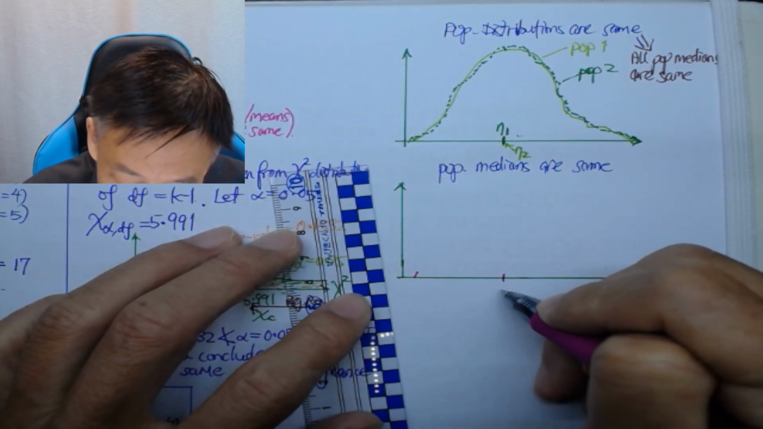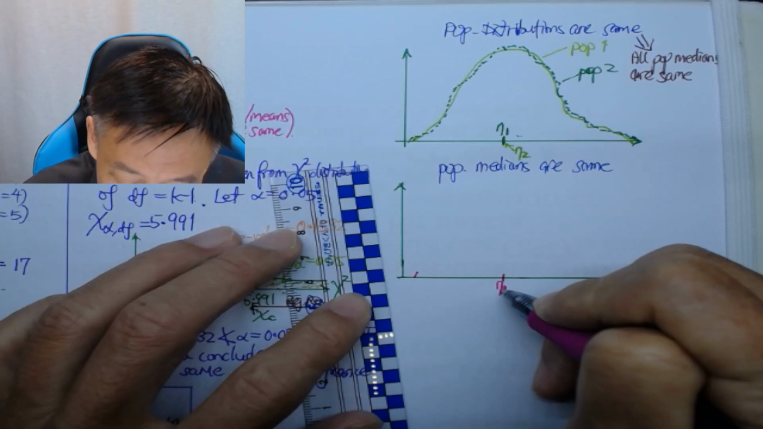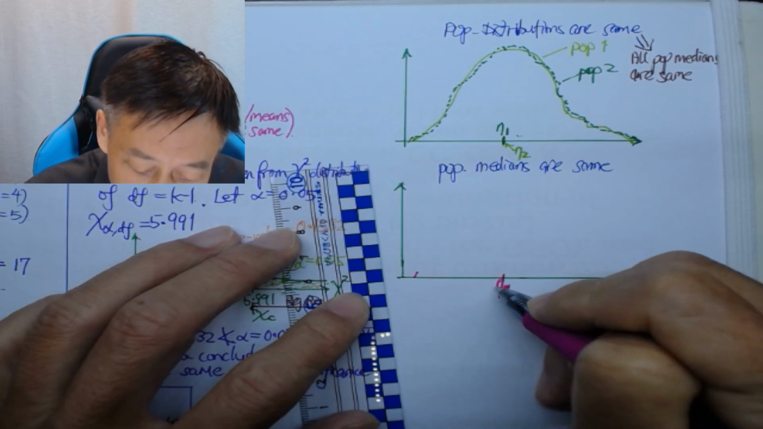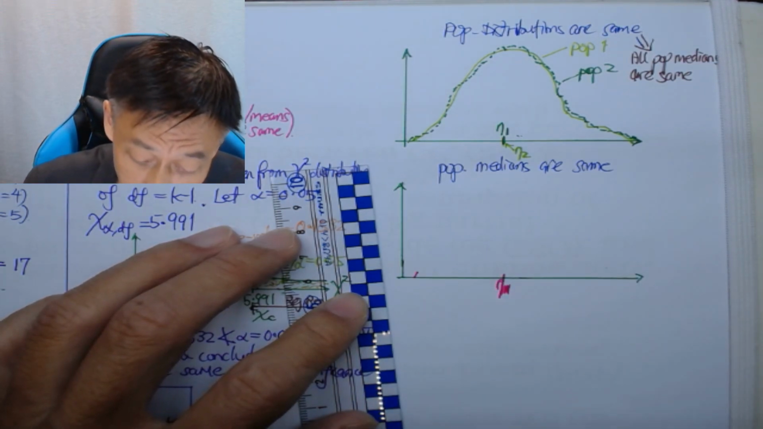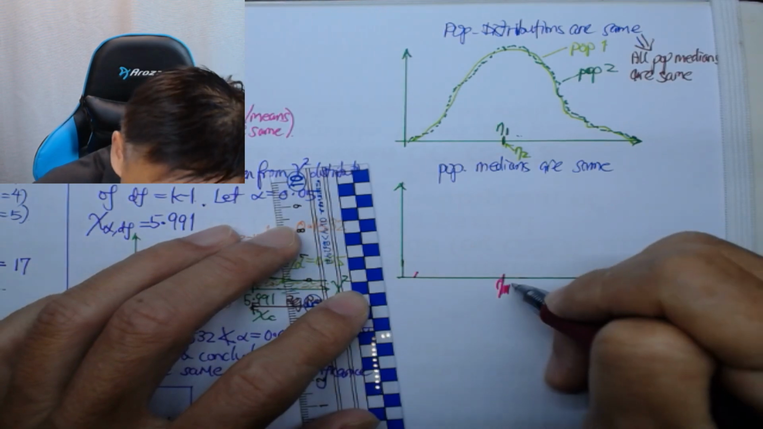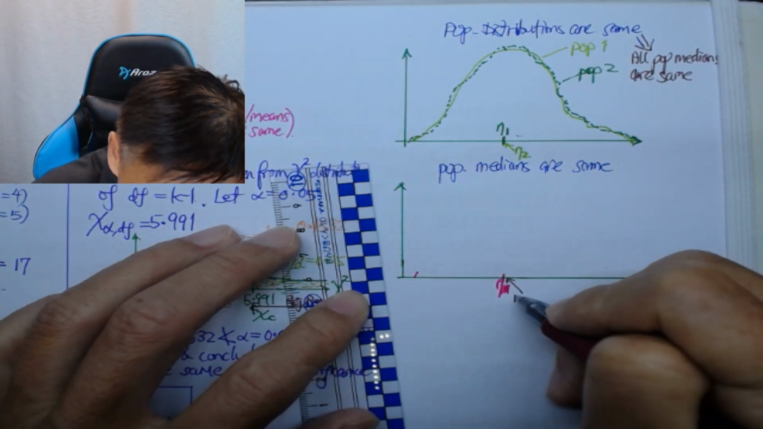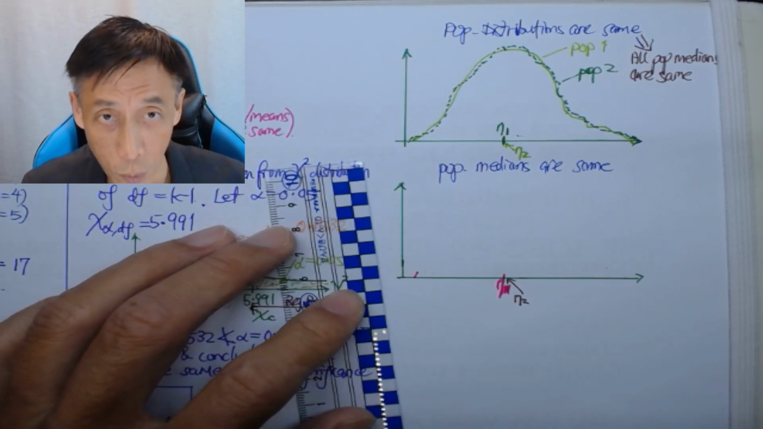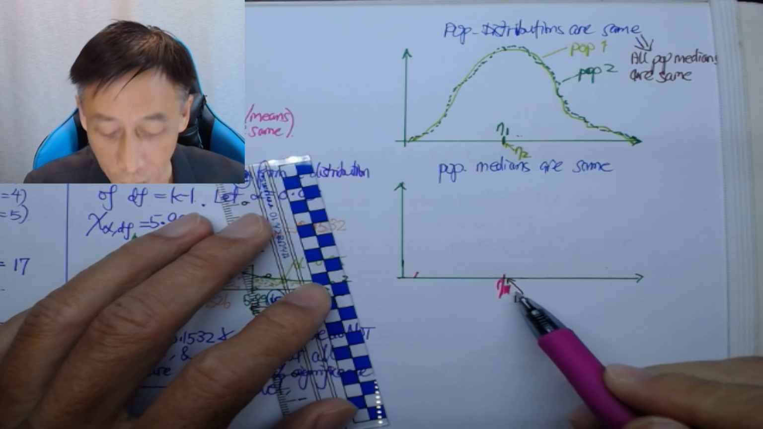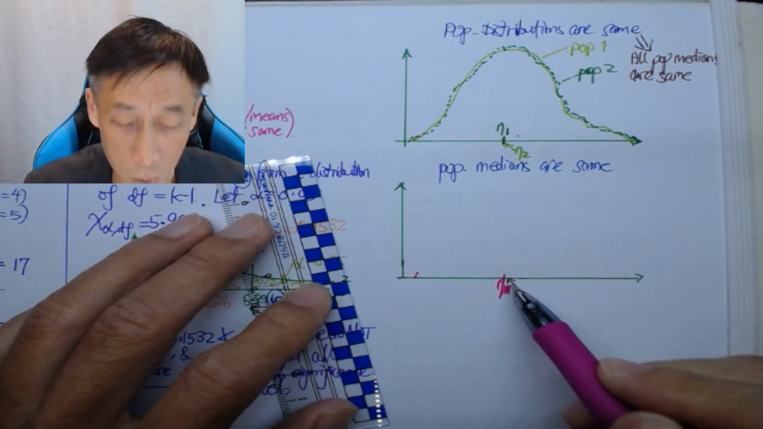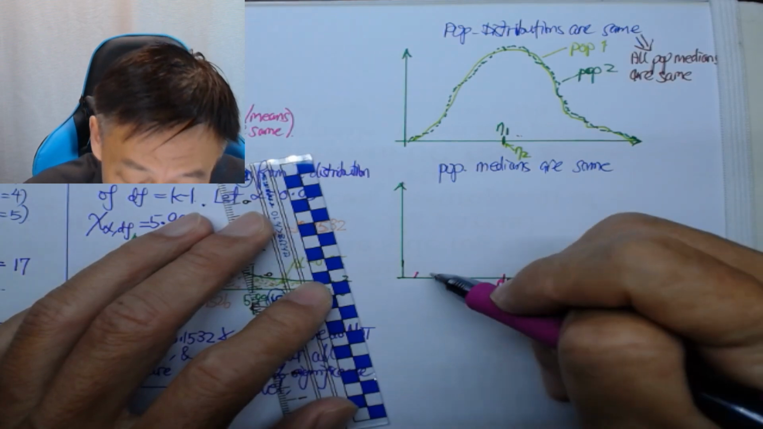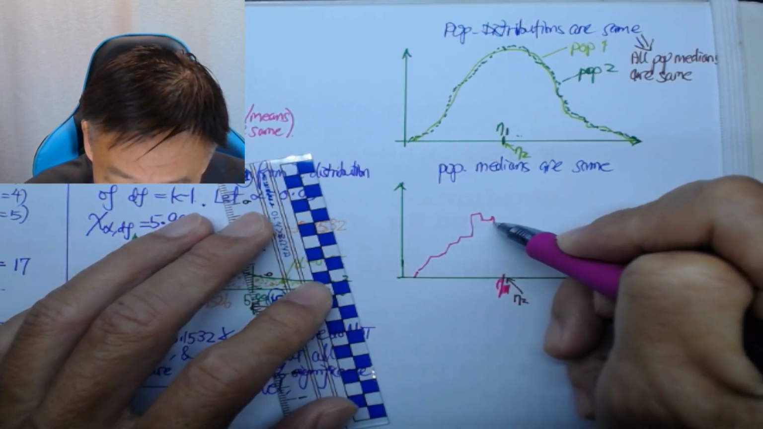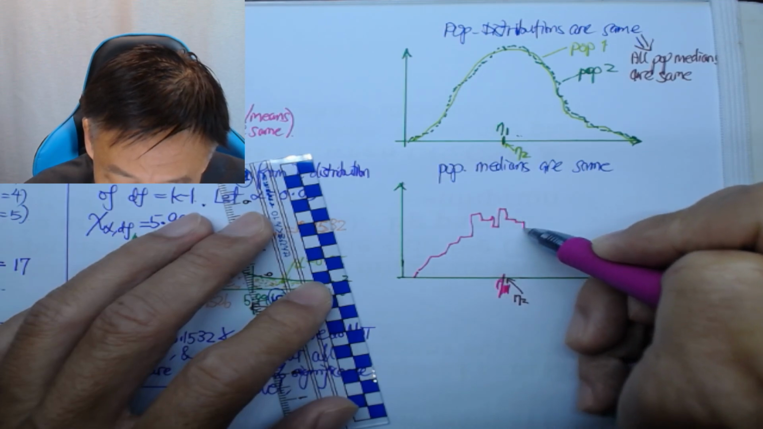So eta 1, the population median for population 1, and eta 2, the population median for the second population. So both are the same, having the same value 100, right? So maybe the other one is 99.99 or something. So both are 100.